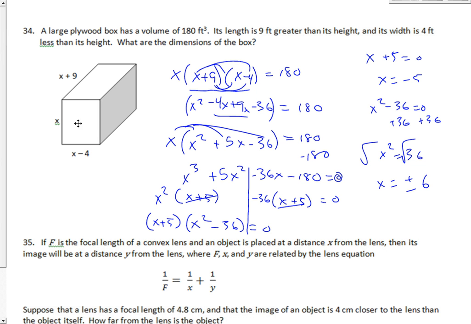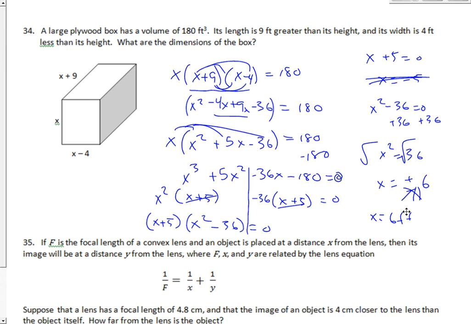Now I'm talking about length here, so I cannot have a negative answer. So x equals negative 5 is out, and x equals negative 6 is out. So our answer has to be 6. And so 6 feet. X equals 6 feet.